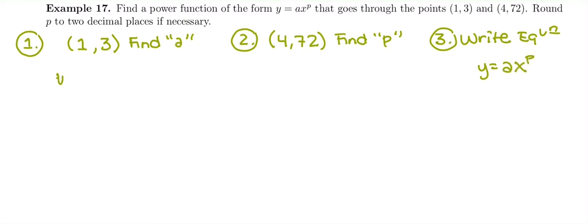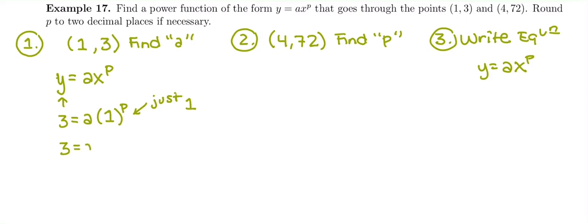So my first step is to find a by plugging in my x and my y. So the y value is 3, and I have a, and my x value is 1 to the p. Anything to the first, or 1 to any power rather, is just 1. So we get 3 is a times 1. In other words, a is 3.